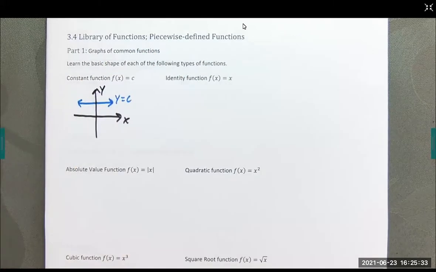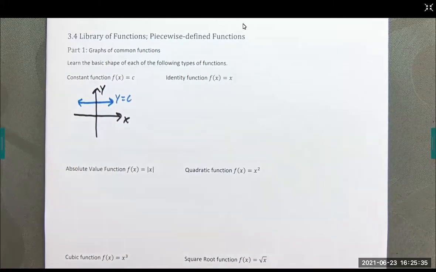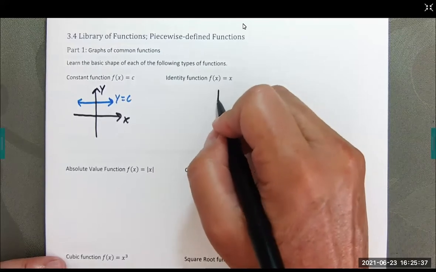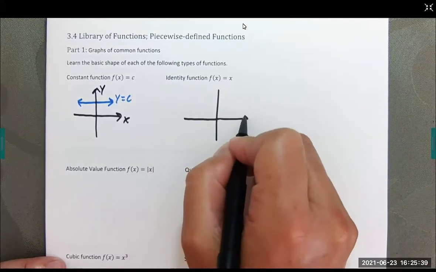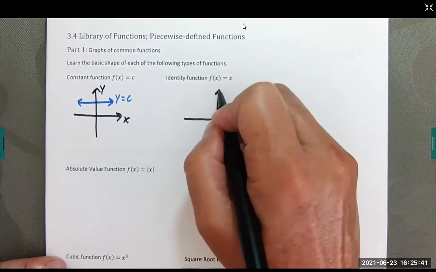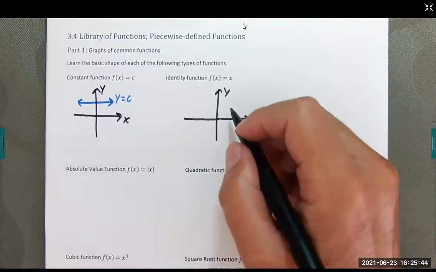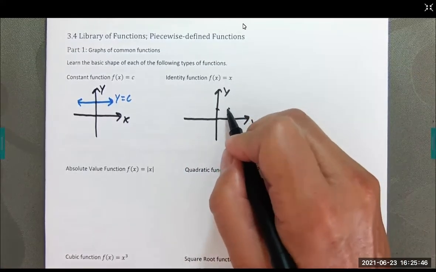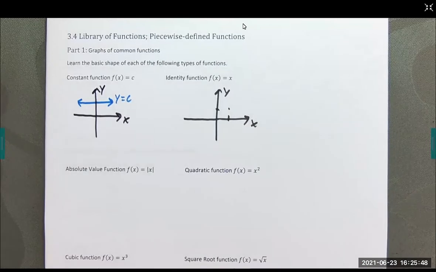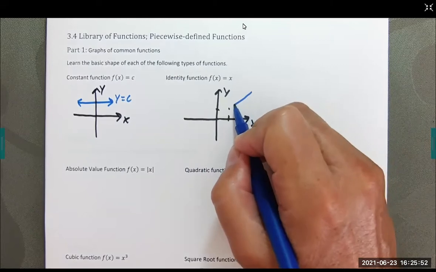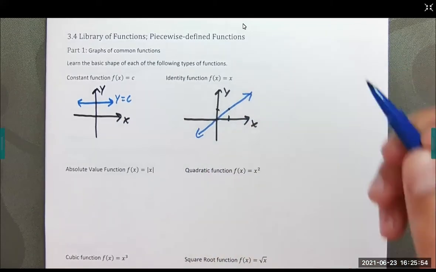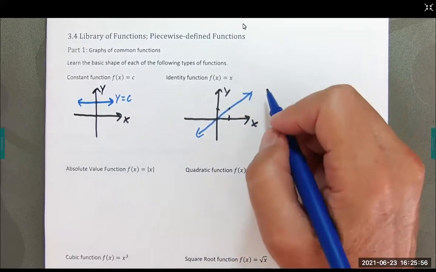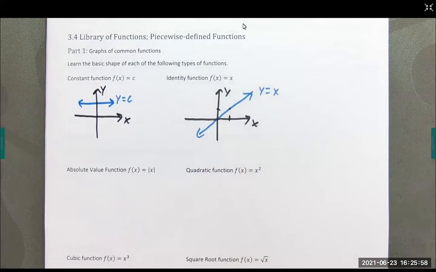The identity function, this is just y equals mx plus b. We're going to go through the origin. Slope is 1, 1. This is going to give us our basic line through the origin. And this is y equals x.